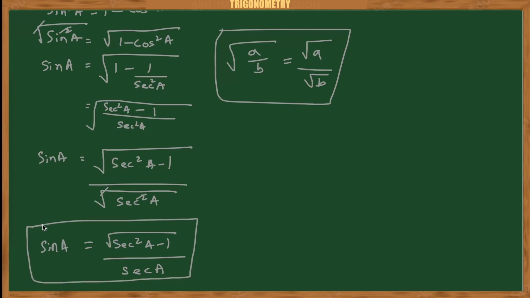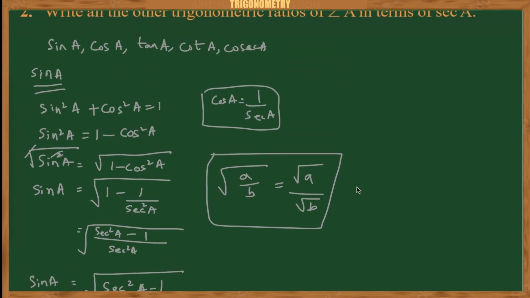Let's move to our next conversion, cos A. We have seen that cos A can be represented as 1 by secant A. This is what has been asked, so we convert cos to secant A. We can utilize this.